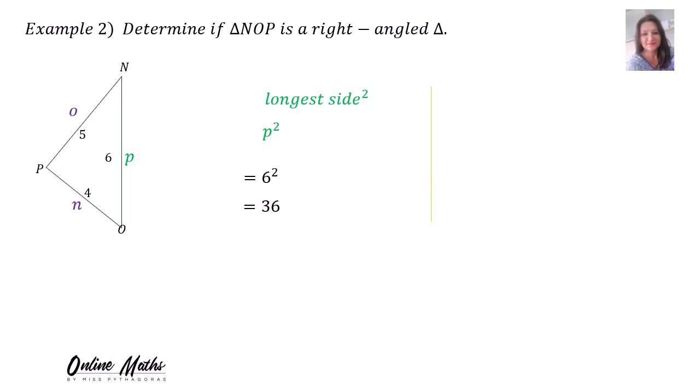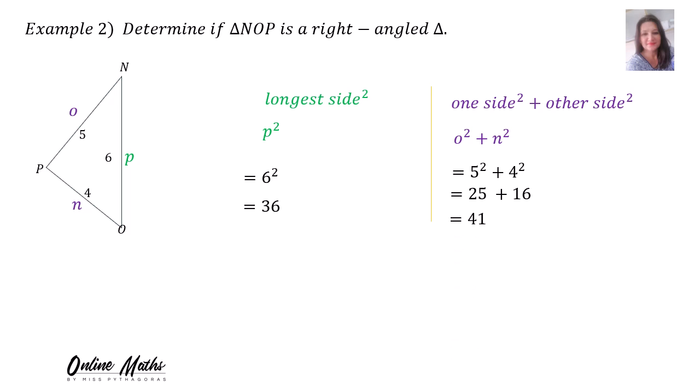Then we split our sum with a line, and then we do one side squared plus the other side squared, which will be o squared plus n squared. O is 5 squared plus, and n is 4 squared. 5 squared means 5 times 5, which is 25, plus 4 squared means 4 times 4, which is 16. 25 plus 16 is 41.